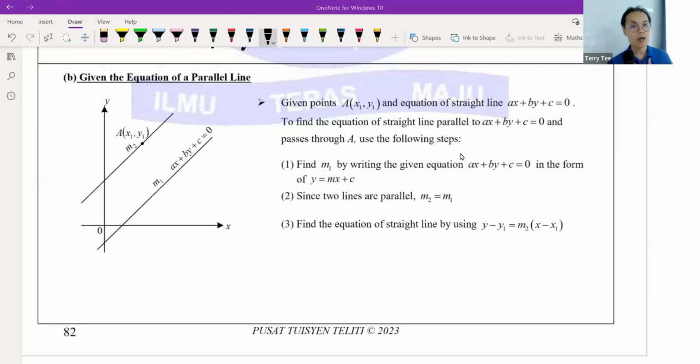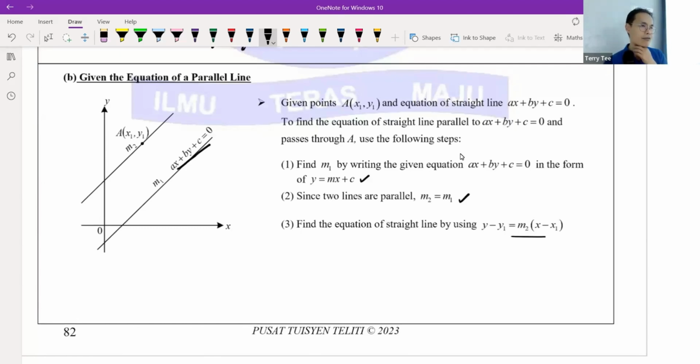You're given the equation of that line itself. So what we have to do is to find the gradient of this line. Find the gradient of this line by changing it to y equals mx plus c. You know the gradients are equal. Then you sub in y minus y1 equals m times x minus x1.